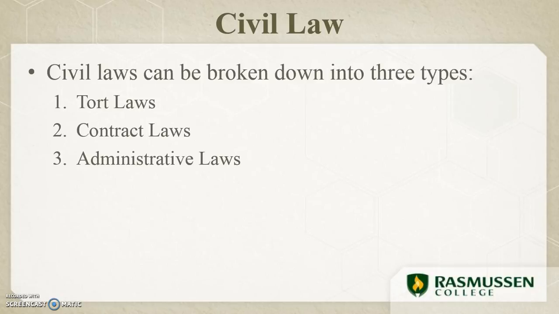Civil laws are the next one we're going to look at, and when we talk about civil laws, they are laws that concern the relationship between individuals or between individuals and the government. Civil laws can further be broken down into 3 categories. They can be tort laws, contract laws, or administrative laws. So let's take a few minutes and go ahead and look at each of those individually.